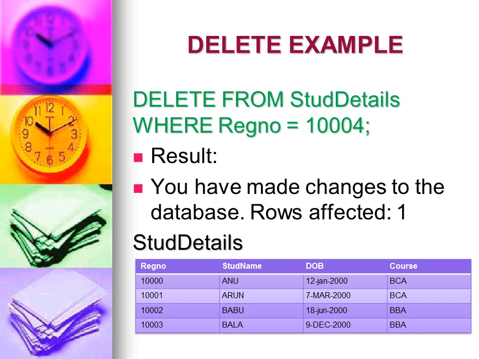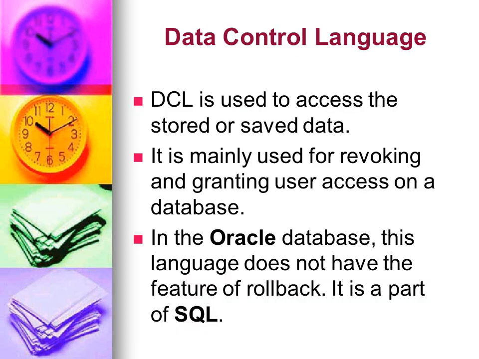Example for delete statement. DELETE FROM student_details WHERE register_number = 10004. So while entering this statement, the record with register number 10004 is deleted. So you can see the result after deleting that particular record.